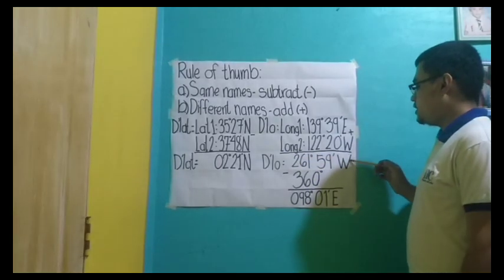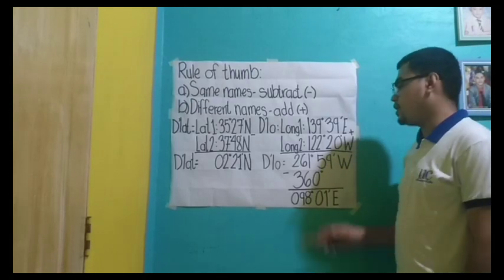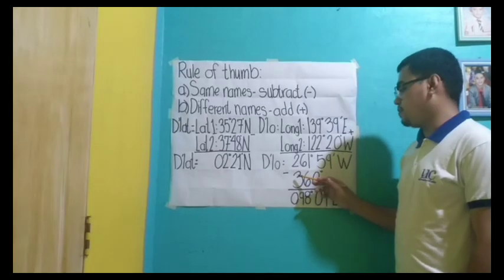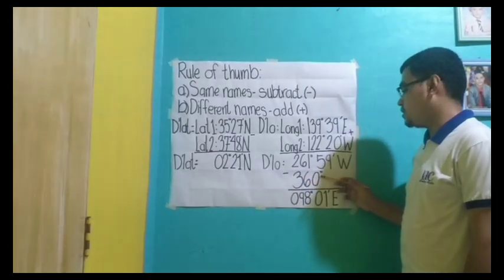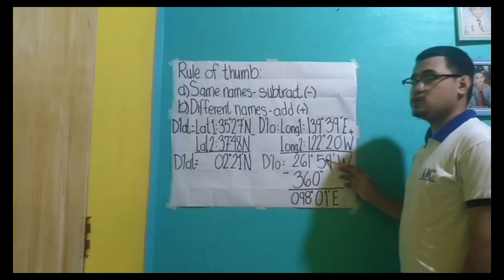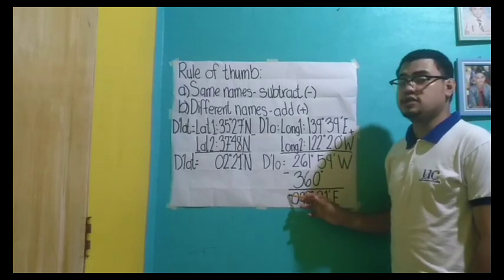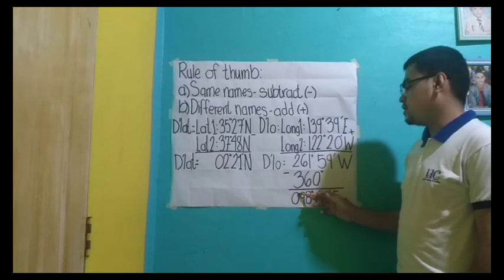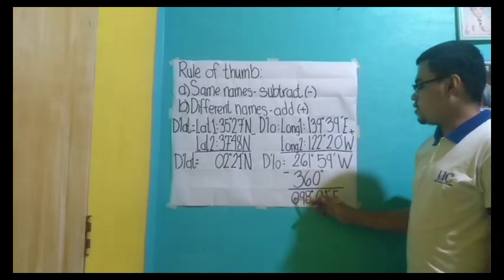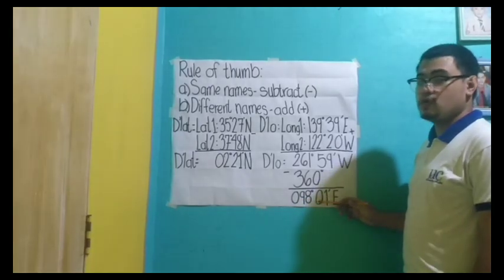So since the DLO has surpassed 180 degrees, we need to subtract it from 360 degrees. So 261 degrees 59 minutes west minus 360 degrees, and the final DLO would be 098 degrees 01 minutes east.